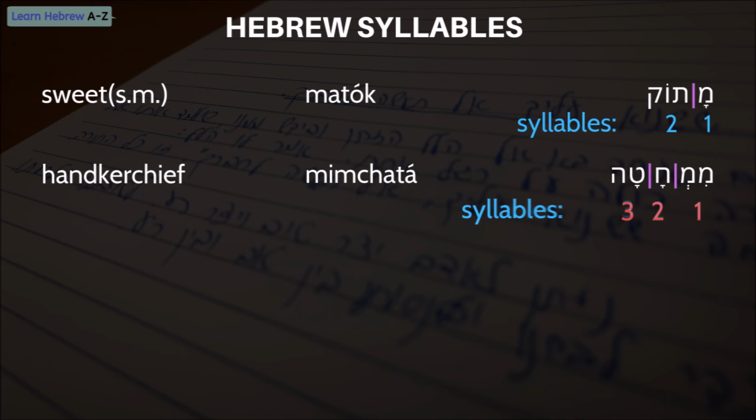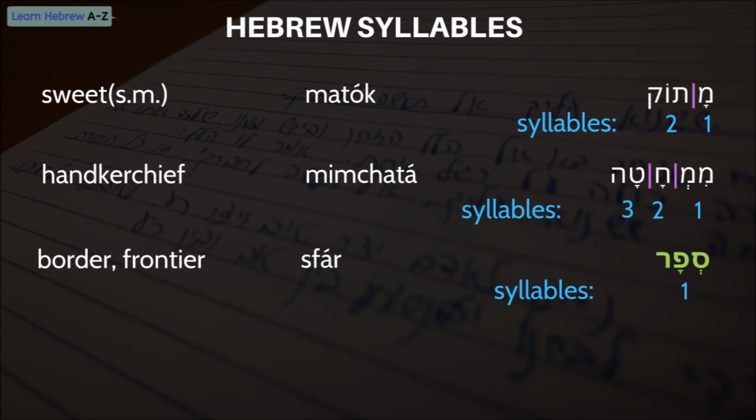The word sfar, for example, is a single-syllable word. It is composed of the consonants samech, pe, and resh, and one vowel, a. One pattern that I'd like to discuss is that some of the syllables end with a vowel, and some end with a consonant.